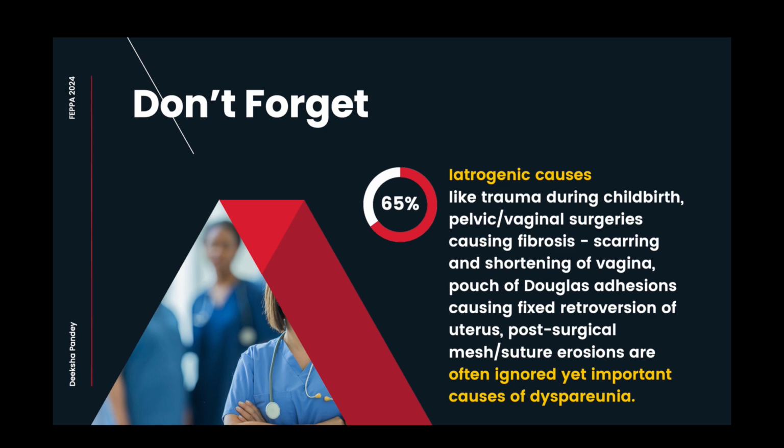Not to forget are the iatrogenic causes like trauma during childbirth, and pelvic or vaginal surgeries which cause fibrosis, scarring, and shortening of the vagina, pouch of Douglas adhesions causing fixed retroversion of the uterus, and post-surgical mesh or suture erosions. These are the causes which are often ignored but are very important causes of dyspareunia.